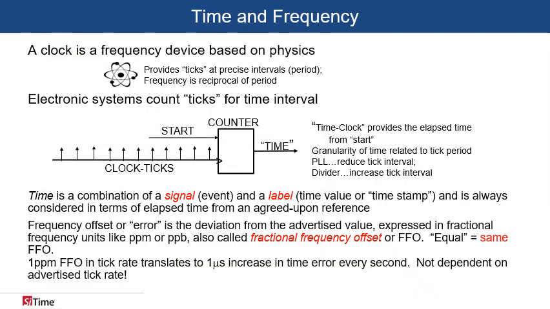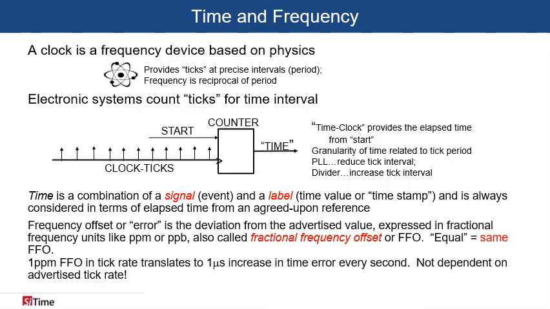So a clock is a frequency device actually. It's based on physics and it provides ticks at precise intervals. And the interval is sometimes referred to as a period. The frequency of the clock is the reciprocal of the period. So then we can think of clocks as electronic systems that count ticks to get time interval.